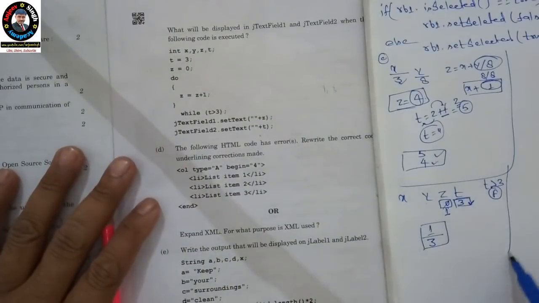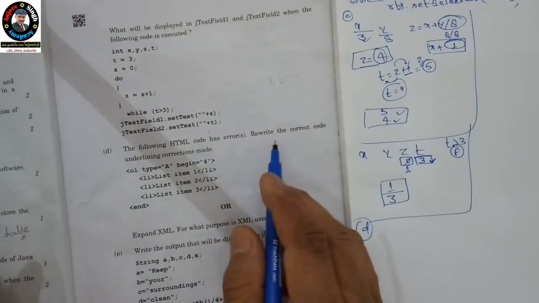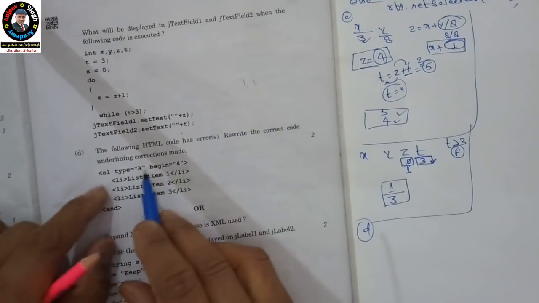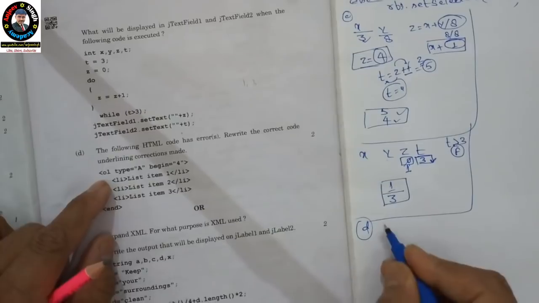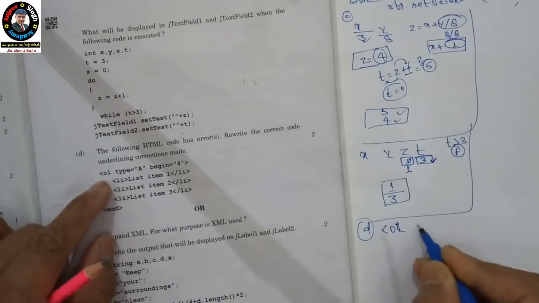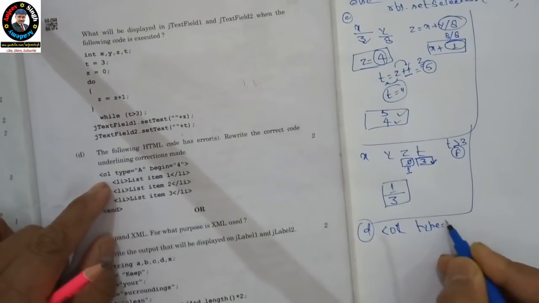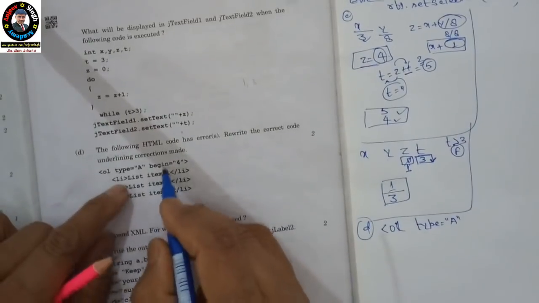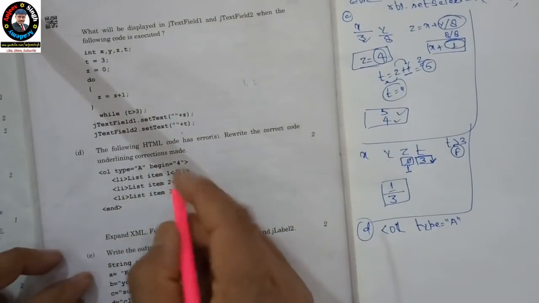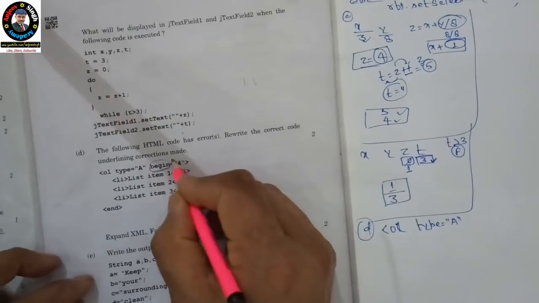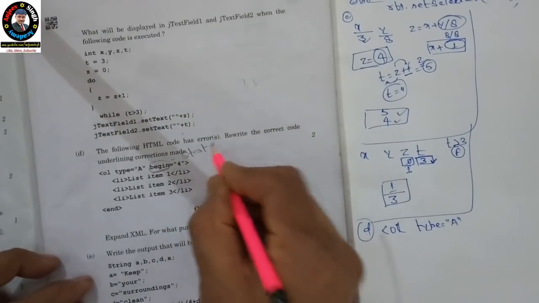Move on to this question. Question number D. The following HTML code has errors. Rewrite the correct code underlining the correction made. Look at this. OL is written correct. Type equal to A is also correct. But begin is not allowed here. This is an error. So what you have to write here? You have to write start.